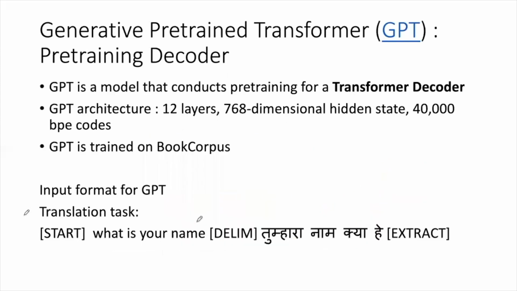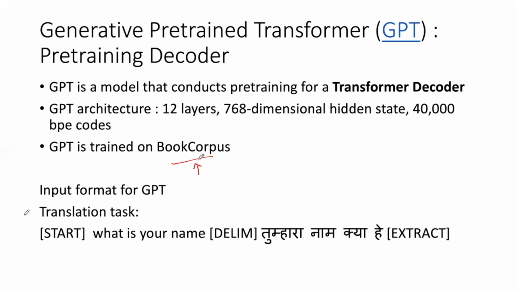Now, when we pre-train a transformer decoder, we obtain this model called the generative pre-trained transformer. So this is a GPT model. It's a big model, containing around 12 layers and 40,000 BPE codes, etc. And it's trained on BookCorpus. The pre-training takes a couple of days to conduct. And as mentioned before, it is conducted via the language modeling objective.